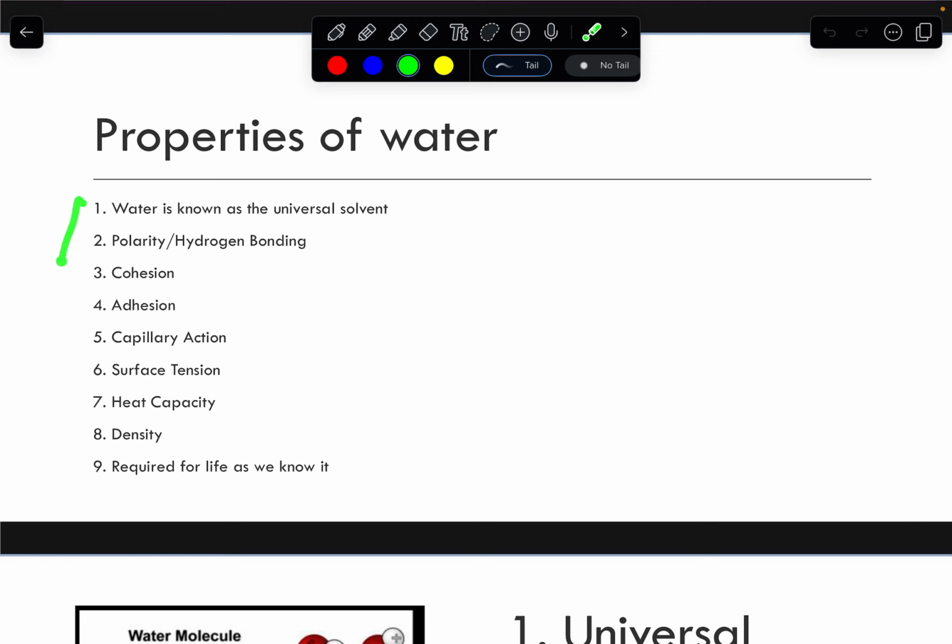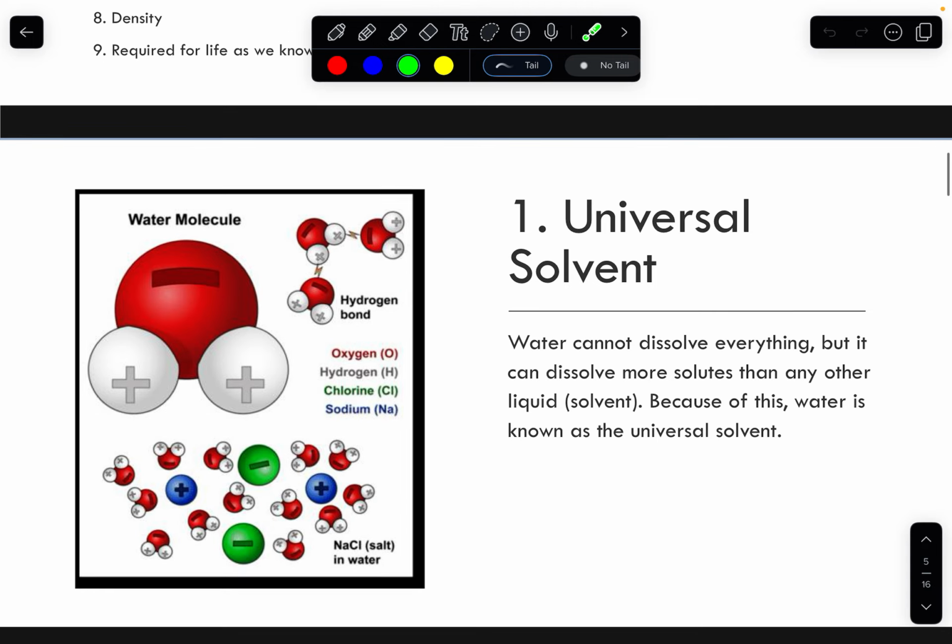All right, so these are the properties of water. To me, there are 9 of them. Depending on where you look, there could be more or less properties of water. Some of them could be combined. Some of them could be split apart. So depending on where you look, there could be a different number of properties of water. This is the best way to think about it, in my opinion.